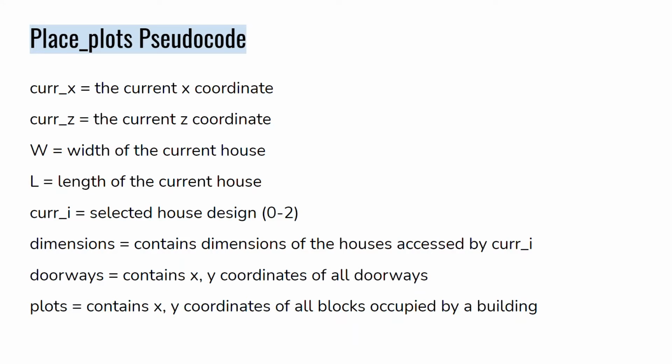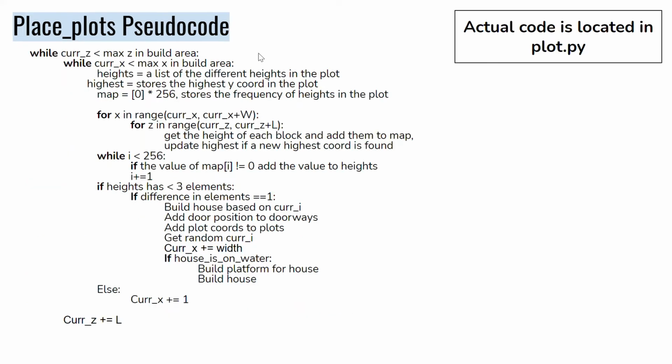Dimensions contains a list of the house dimensions and is accessed by current I. Doorways contains the X and Y coordinates of all doorways. And plots contains X and Y coordinates of all blocks occupied by a building. The first 2 loops are used to move the window throughout the build area to search for potential plots.